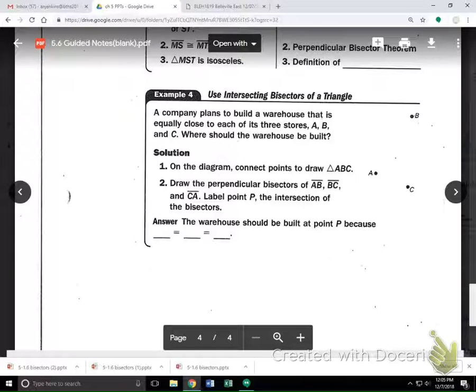Okay, so our next one, it says a company plans to build a warehouse that is equally close to each of its 3 stores, A, B, and C. Where should the warehouse be built? So our first step is to draw the triangle and connect A, B, and C. So connect your triangle points. So that is your first step.